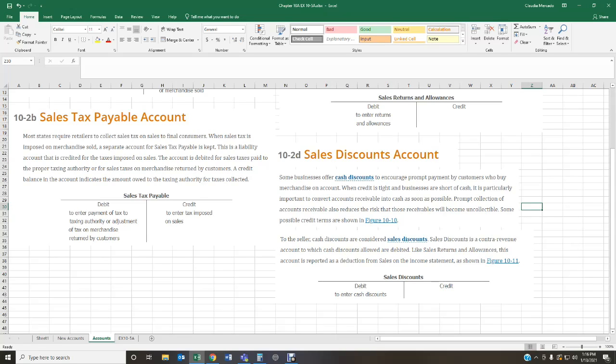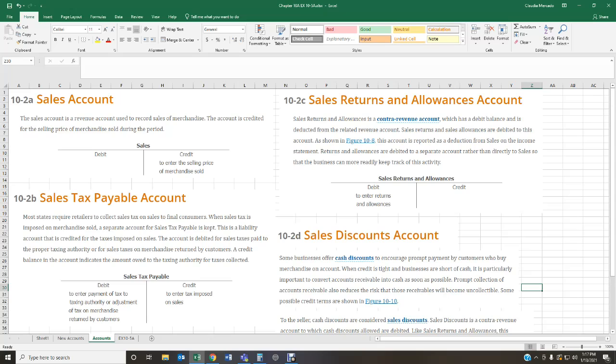And then we have our sales discounts account. Some businesses offer cash discounts to encourage prompt payment. Most of the sales are done on account. We want to make sure that we collect that money, and we collect that money fast. So to encourage that, they offer cash discounts, and they say, well, if you pay me within 10 days, I'll give you a 2% discount. Prompt collection of your receivables is super important, and offering cash discounts is a good way to ensure that the customers pay you back timely. So whenever we have sales discounts, the normal balance is a debit.